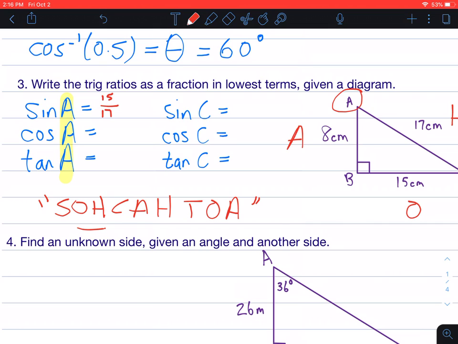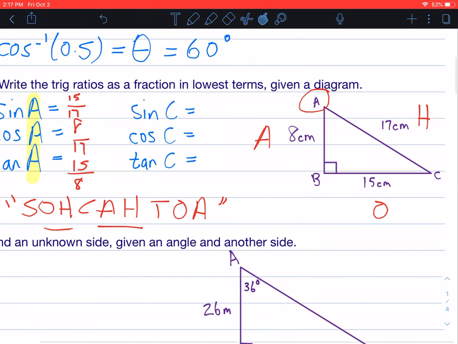by 17. If I look at the cosine of angle A, that's going to be adjacent over hypotenuse. So I'm going to do 8 over 17 for that ratio. And then the final one for tan, I'm going to do opposite over adjacent, which is going to be 15 over 8.